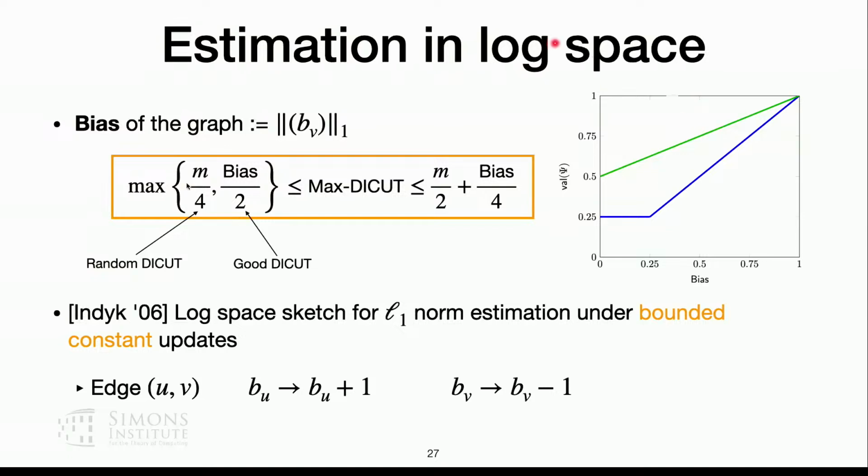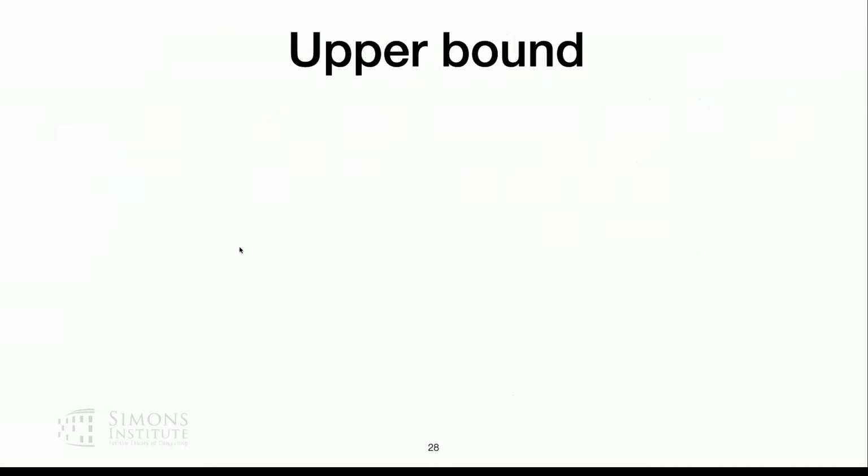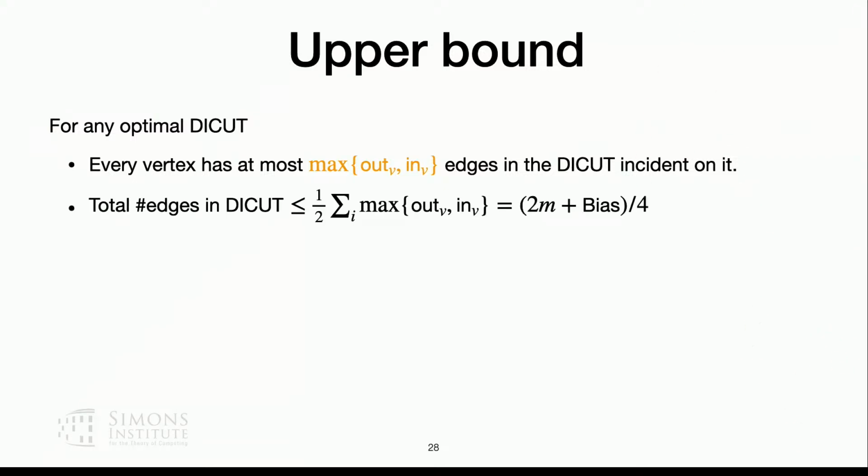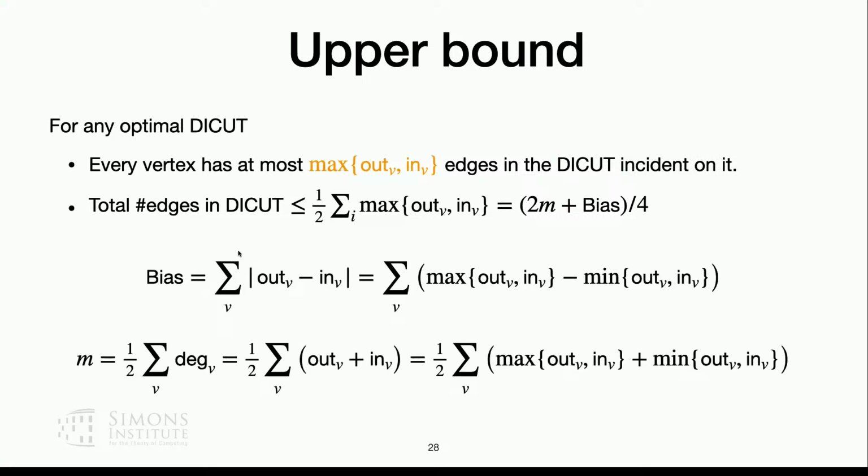So now I'll talk a little bit about why these bounds hold. For the upper bound, it's a simple thing: for every vertex, you have at most out-degree or in-degree edges in the die-cut incident on it. So if you place it in the left set, you lose all the edges that are incoming. And if you place it in the right set, you lose all the edges that are outgoing. If you just account for that and do a simple counting argument and some rearrangements, you get the upper bound that your Max-DICUT value cannot be beyond this quantity, which is (2m plus bias) over 4.